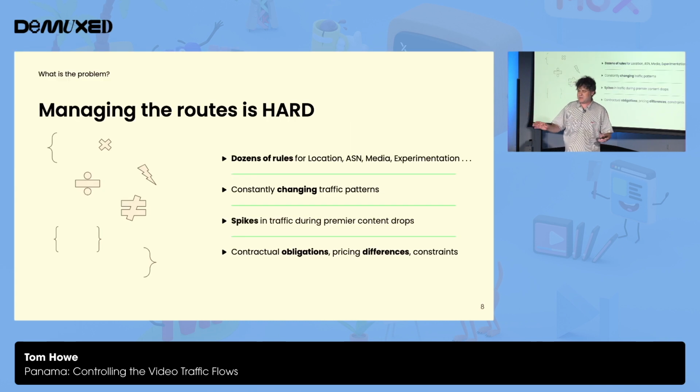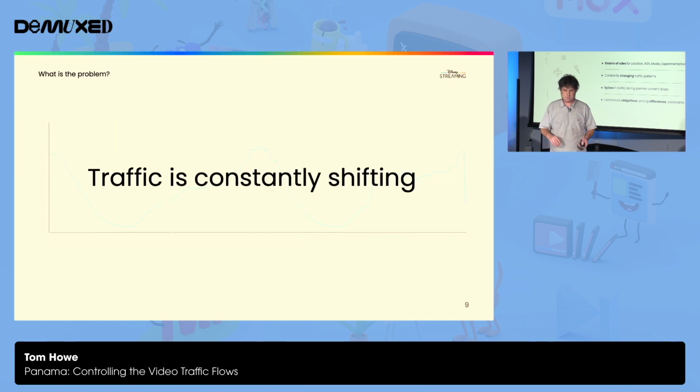But this becomes actually really quite hard. We have dozens of rule sets for location, for ASN, for particular media, for experimentations that we run. We also have constantly changing traffic patterns, which shouldn't come as a surprise, and that includes spikes during premiere content release or during live events. And back to that elephant in the room, we have contractual obligations. We can't just send as much traffic as we want to any CDN. We'll have problems. They'll have problems. Pricing differences, other constraints that come from our providers.